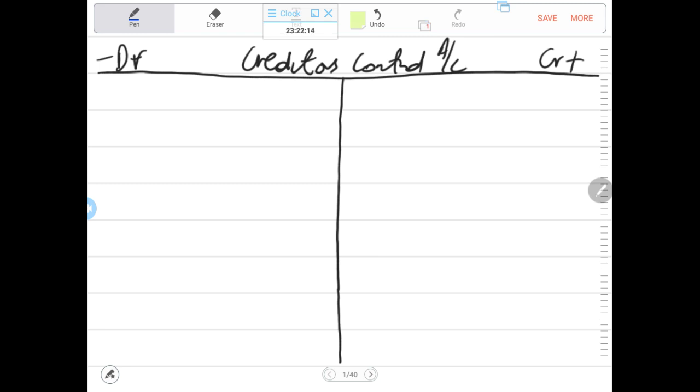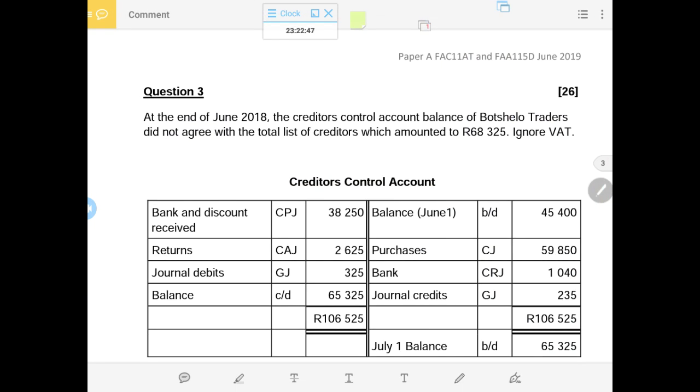Now in the creditors control ledger account, nothing has changed. This is where all creditors are recorded. The list of creditors holds the individual creditors, but the total of the list must be equal to the total under our creditors control ledger account. So the debit side is where our creditors decrease, and the credit side is where our creditors increase. So now we'll be recording and correcting the transactions accordingly.